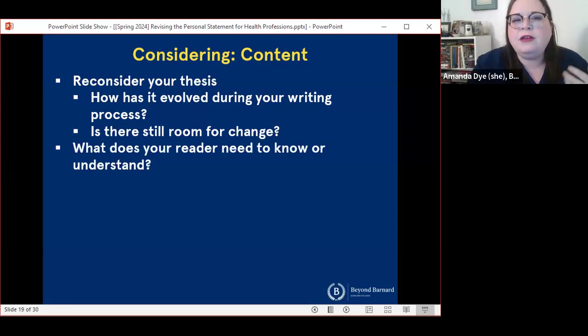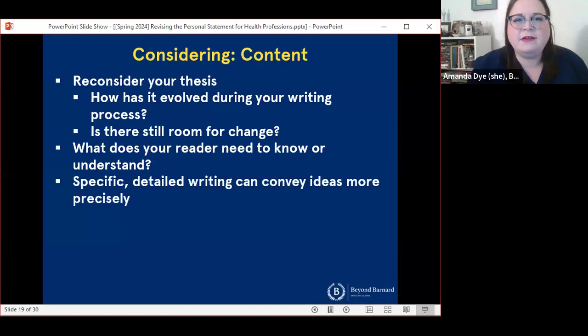It's also really good to do a little bit of a check for what your reader really needs to know or to understand about you, remembering that this is a limited space, and remembering that you want to make a good impression on the reader. What does this person need to know in order to really understand your candidacy?